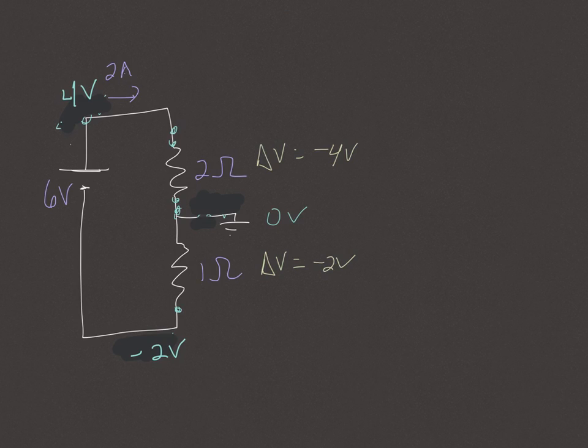Didn't change the current, didn't change the voltage drop, just changes the value of the potential at the locations in the circuit.